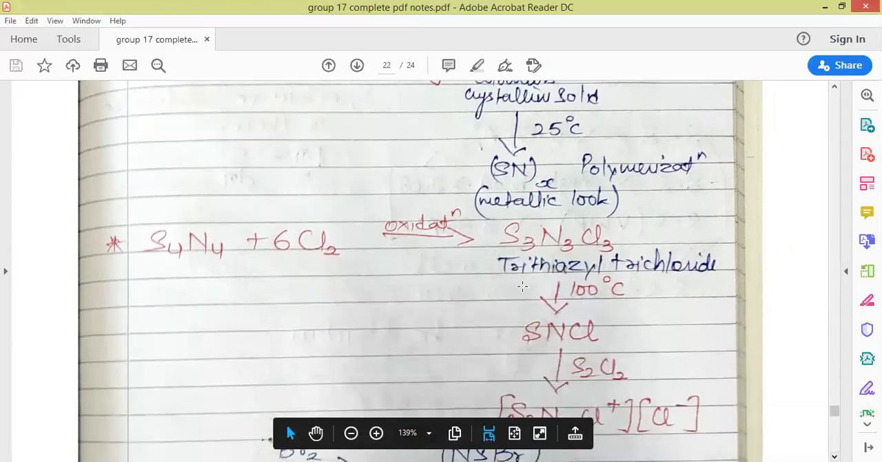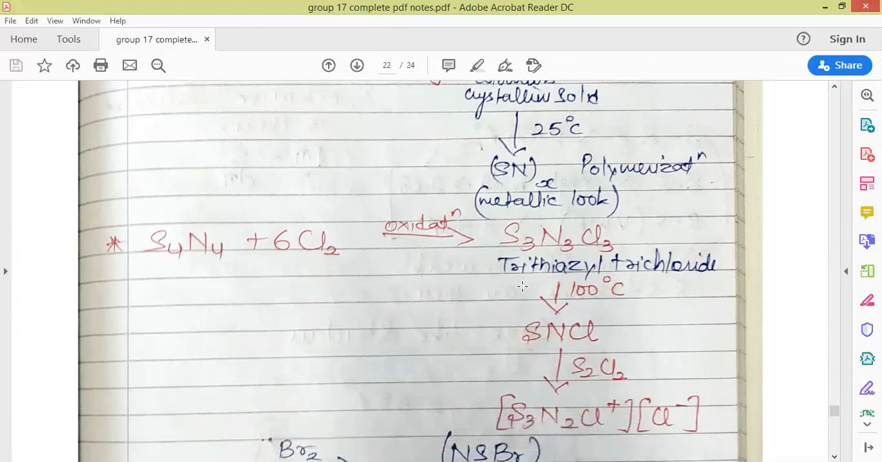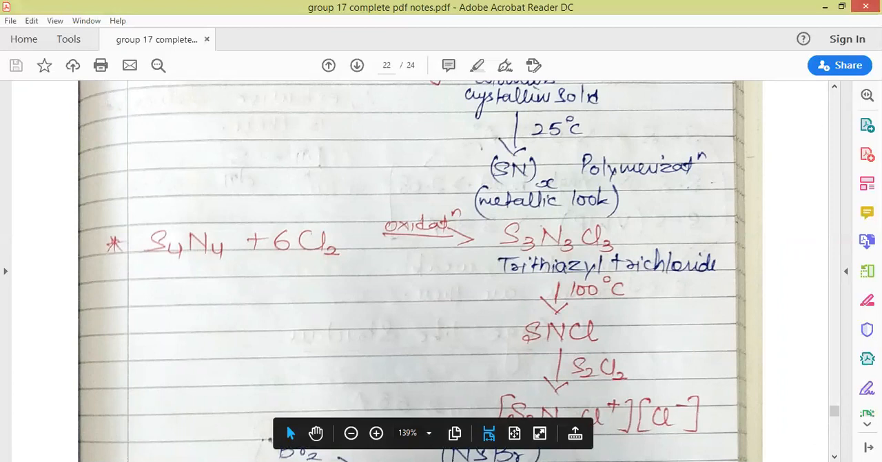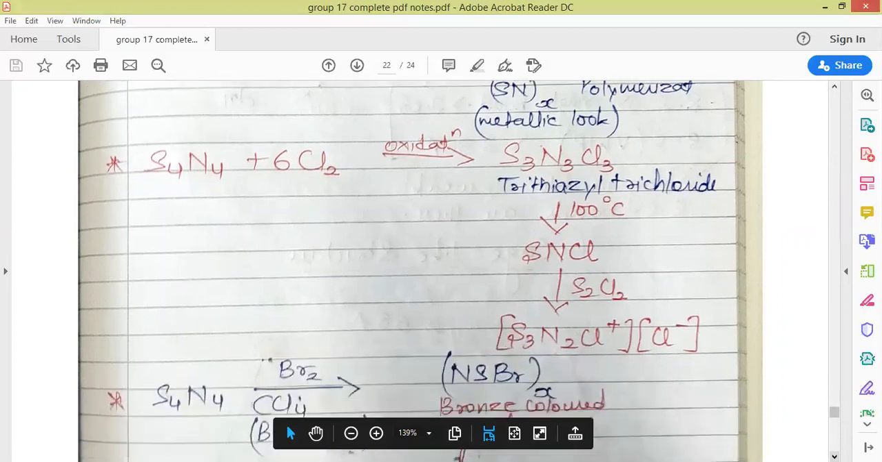SNx. This S4N4 next, when reacted with chlorine, undergoes oxidation to S3N3Cl3, which is called trithiazyl trichloride, which when heated to 100 degrees Celsius gets converted to the monomer, that is SNCl, which when reacted with S2Cl2, the starting material for the synthesis of S4N4, gives this ionic compound, that is S3N2Cl positive, Cl negative.